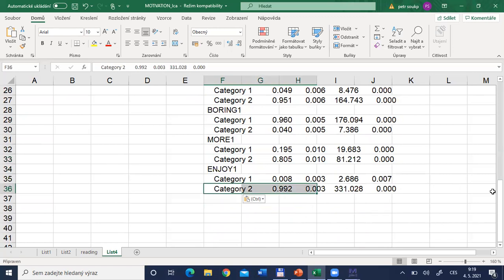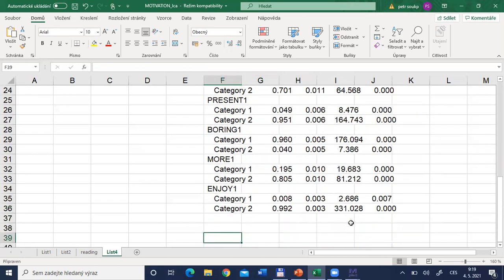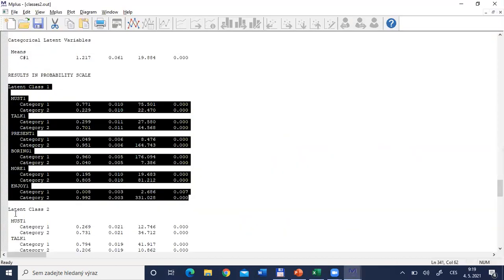So what could be the interpretation for this first latent class? How would I call this first latent class? Do these kids like reading or dislike reading? I guess they like. Okay, so I would call them likers. And now I would copy briefly latent class 2.